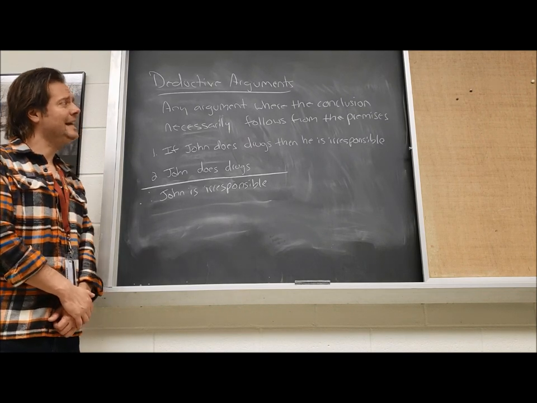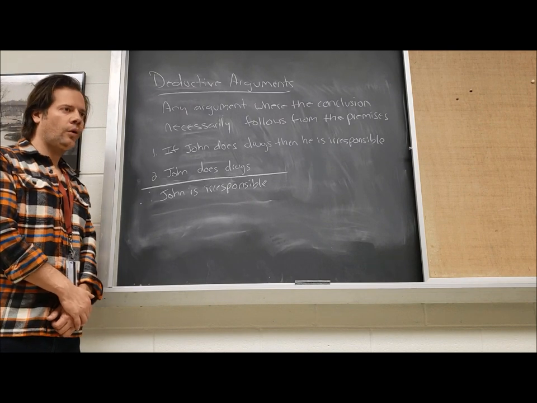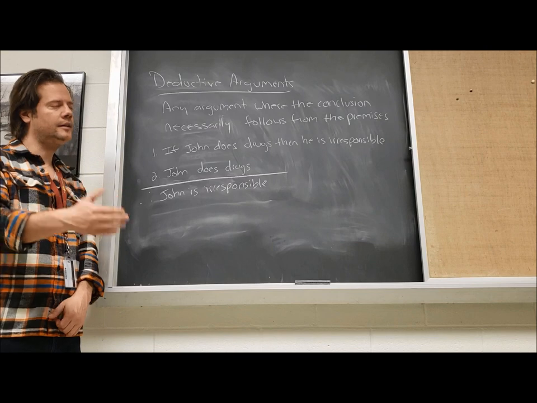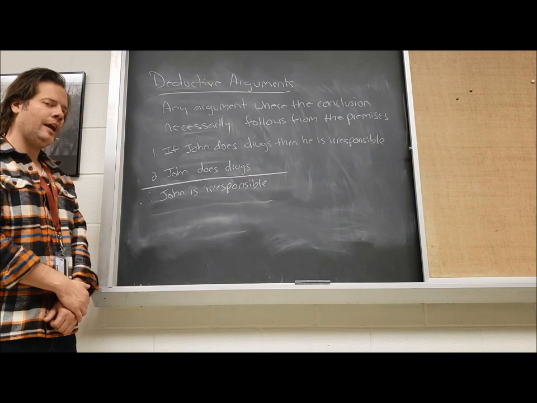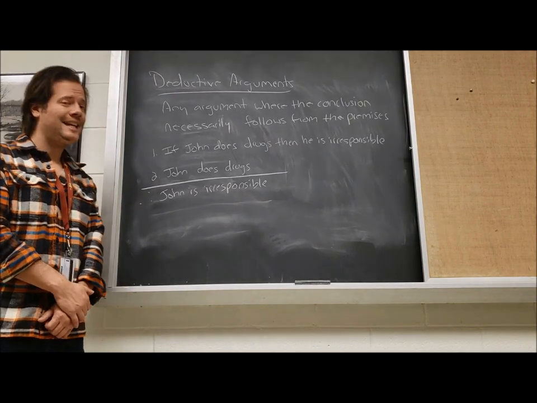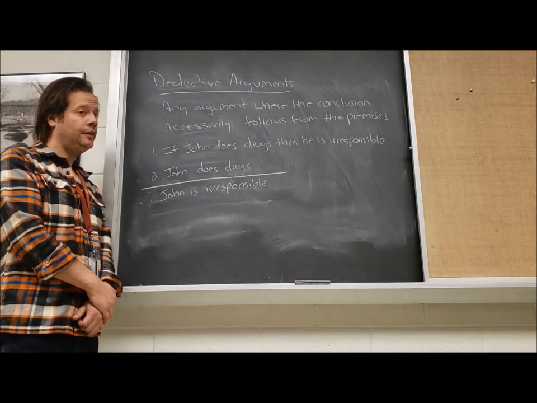A deductive argument is any argument where the conclusion necessarily follows from the premises, or the conclusion is guaranteed from the premises, or the premises guarantee the conclusion. Let me give you an example of what we're talking about here. Our first premise is, if John does drugs, then he is irresponsible. And in our second premise, we say, John does drugs.